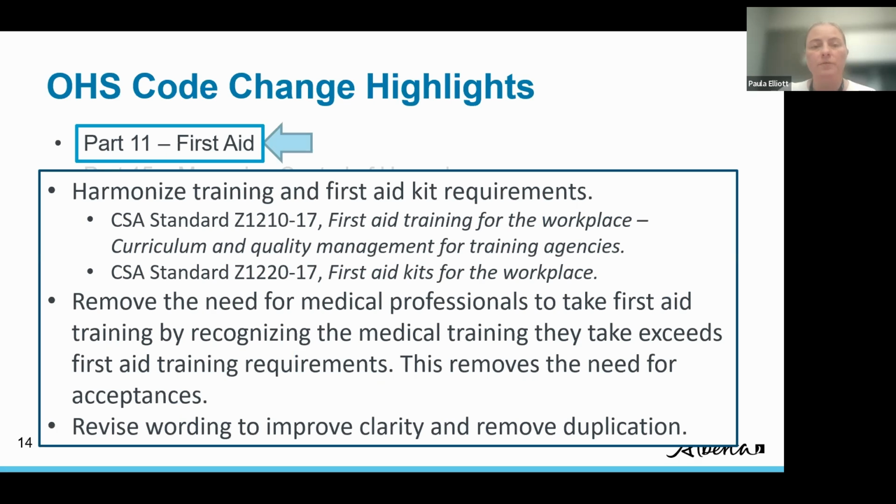So in Part 11, First Aid. For First Aid, 2 of the largest changes were made to harmonize training and First Aid kit requirements. The newly referenced CSA standard Z1210-17, which is around First Aid training in the workplace, harmonizes First Aid training standards in Canada. Alberta has adopted this standard as part of an initiative to ensure consistency in First Aid training across Canada. The definitions of First Aid training courses have been changed to align with the CSA terminology.